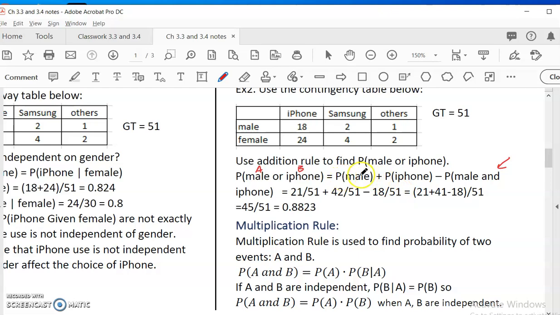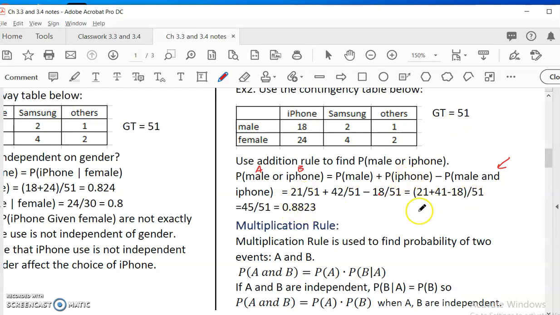What is the probability of mail? Mail is just the whole row of mail, so it'll be 18 plus 2 plus 1, that's 21. What is the probability of iPhone? That's also easy to find. It's this whole column. So you add these two together minus the overlap cell. That would be 0.8823. You notice that you have to add and subtract fractions. So the trick is don't simplify. Just keep the same grand total as the denominator and then add and subtract them. You will get the same answer.